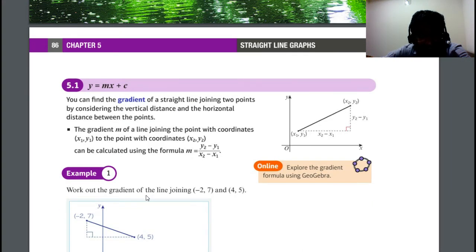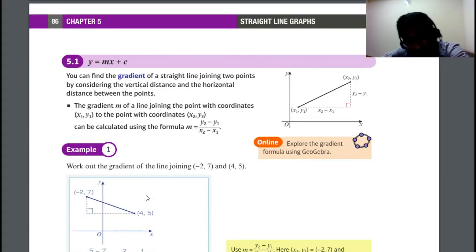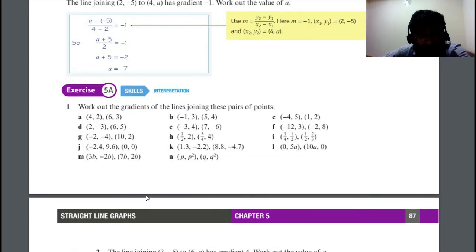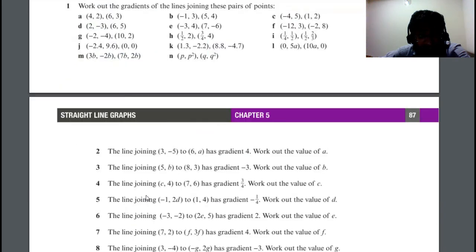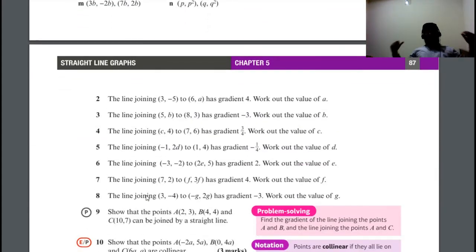Okay. y is equal to mx plus c, m is y2 minus y1 by x2 minus x1. And d, the distance formula. Is the distance formula also in this one? d is equal to root of x2 minus x1 whole squared plus y2 minus y1 whole squared.